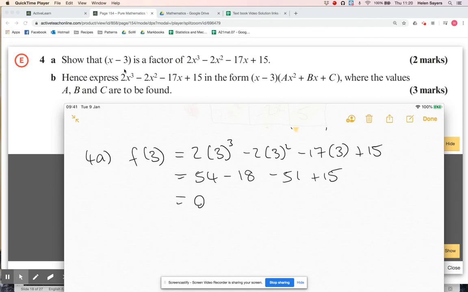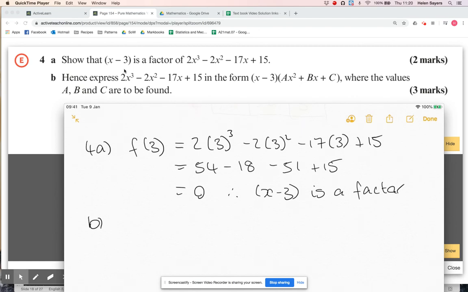Okay, so you don't need to go in depth as to why factor theorem works, but you do need to write a conclusion. So x minus 3 is a factor, okay? So that seems about right for 2 marks.